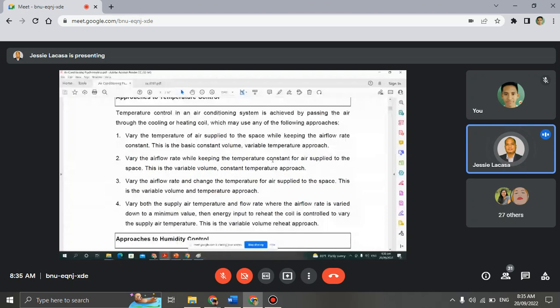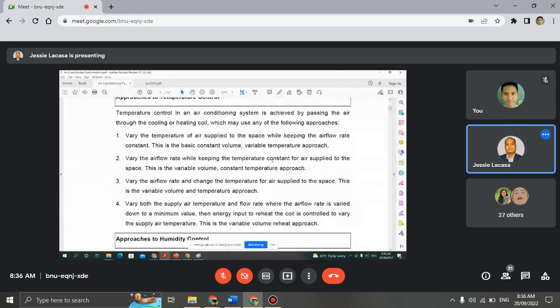Okay, so another is vary the airflow rate and change the temperature for air supply to the space. So both the airflow rate and the temperature are varied. So this is the variable volume and temperature approach. And next, vary both the supply air temperature and flow rate where the airflow rate is varied down to a minimum value. So imong gi-set sa minimum ang airflow niya. Then energy input to reheat the coil is controlled to vary the supply air temperature. So this is the variable volume reheat approach. So naa siyay reheat sa coil.